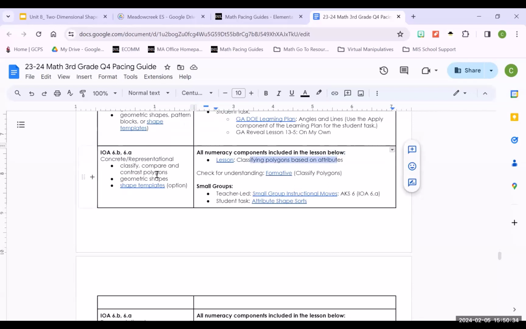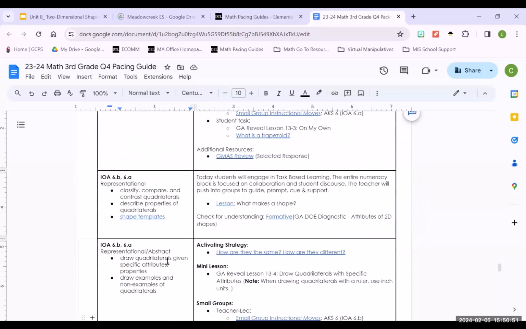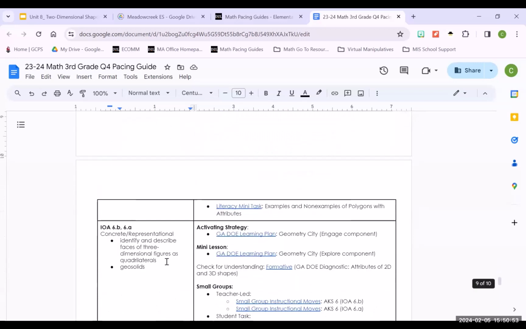After exploring our two-dimensional shapes, the learning shifts towards focusing on quadrilaterals. Students will learn how to use attributes to specifically compare and classify quadrilaterals. After working with two-dimensional shapes, we shift into working with three-dimensional shapes. Students will work to identify and describe the quadrilateral faces of the three-dimensional figures.